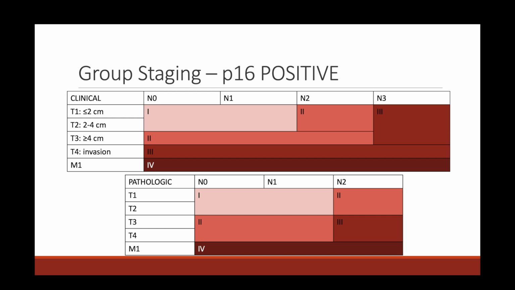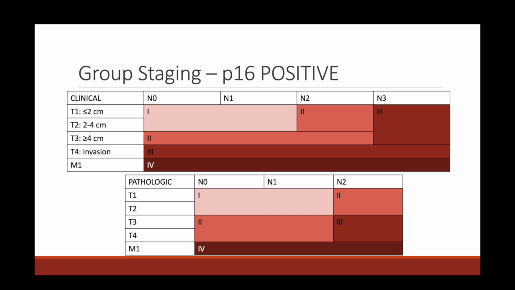That applies for both. The only thing that's different is because we don't have that N3 designation in the pathologic staging, remember? So N3 or T4 in the clinical staging is stage 3. But if you have T3 to T4, N0 to 1, you're stage 2. If you have T3 to T4 and you're N2, then you're stage 3 in the pathologic staging.